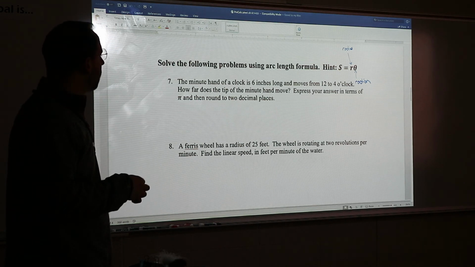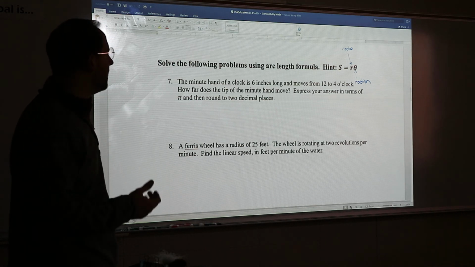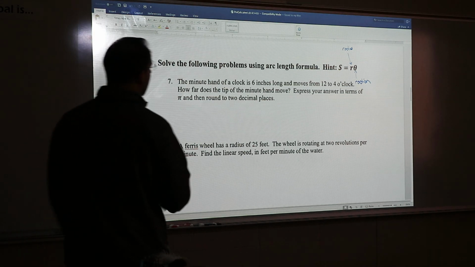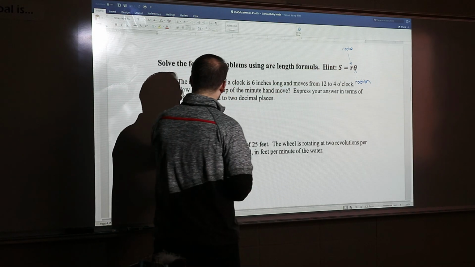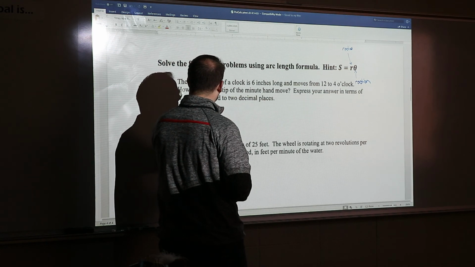So I'll do the first one for you. The second one's pretty much the same way. The second one's actually easier. All right, so on this one, we're going from noon to 4. So if we're going from, and I'm going to draw a mock picture.